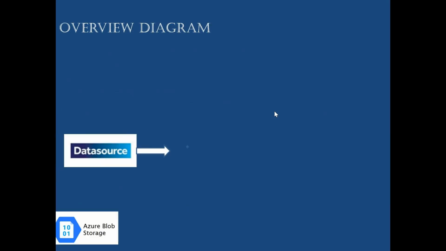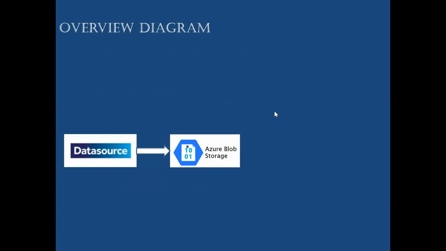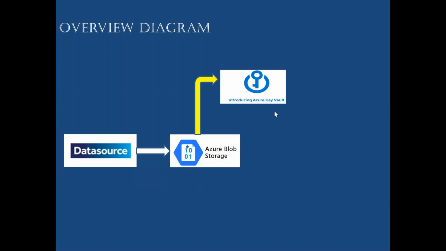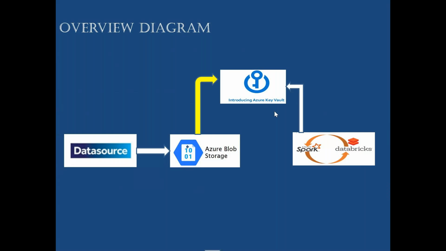So in the overview diagram, I'll create a blob storage. I'll keep some data in the blob storage. Then I'll take the blob storage SAS key and store it in the key vault. From Databricks, I'll connect to the key vault, take the key, and establish the connection. Once I establish the connection, I can read the data and write the data. So what I'm doing is taking the Azure Key Vault key, and using that key I am connecting to the blob storage. Once connected, I am going to read and write the data from the blob.